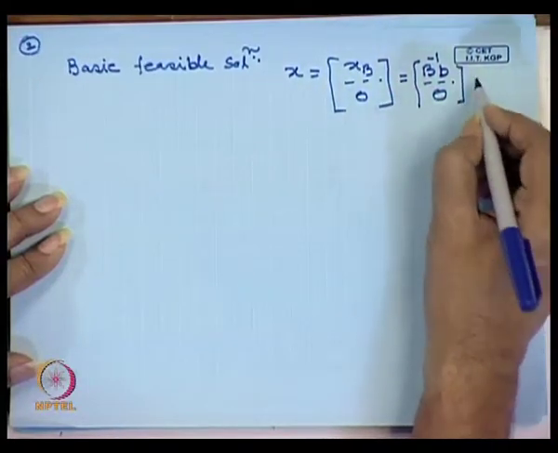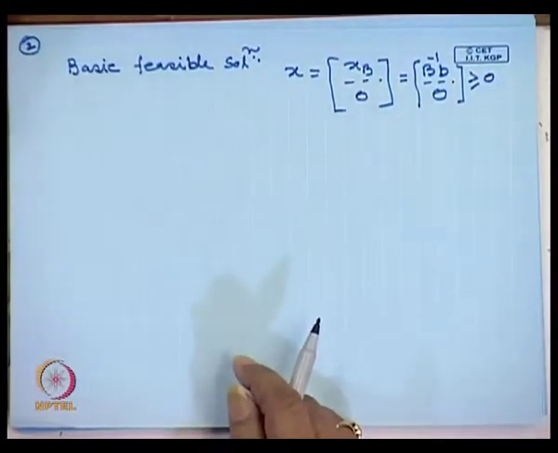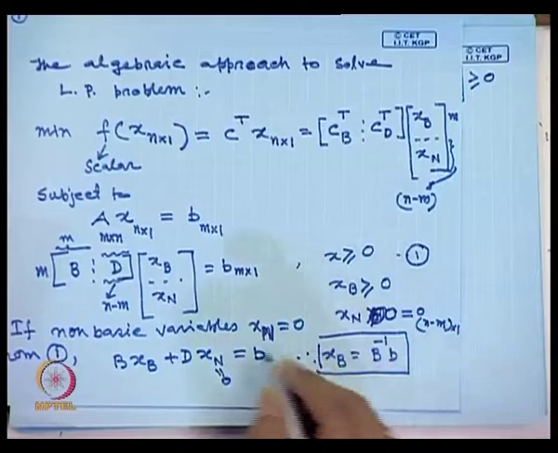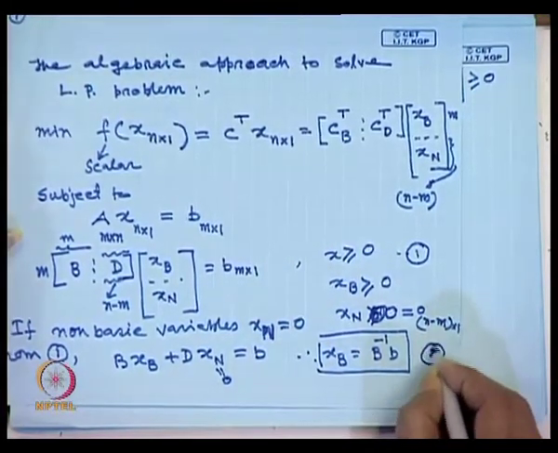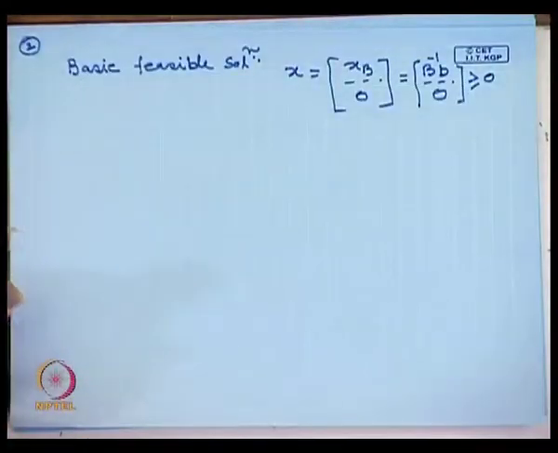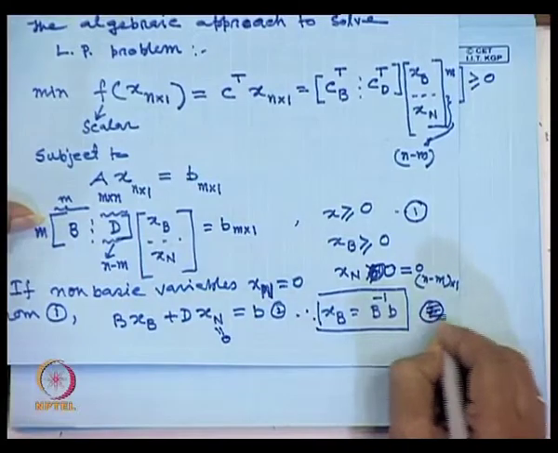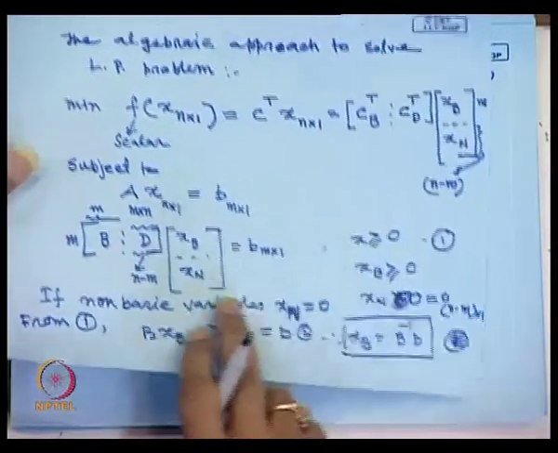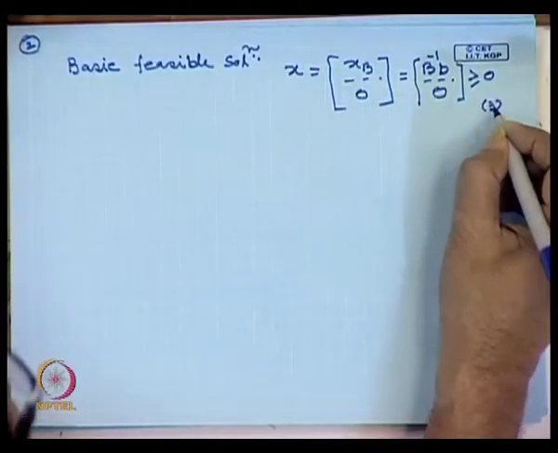So, these values are greater than or equal to 0, this one. So let us assign an equation number to what we got, this x b value: this is equation 2. Forget about this one. This equation you will recall once again, and this equation is equation number 3.